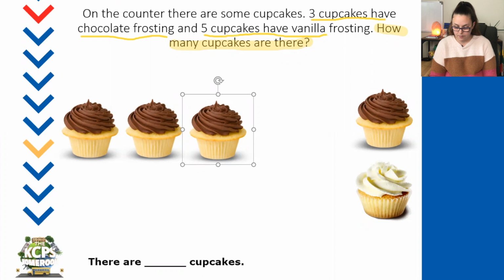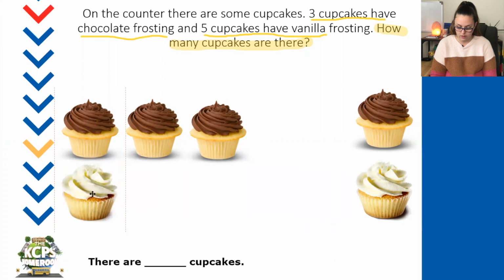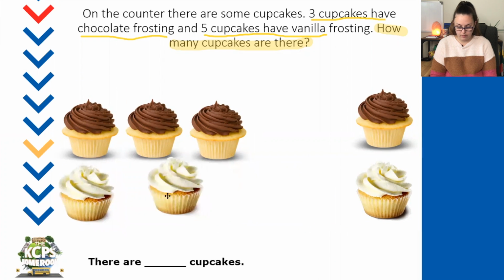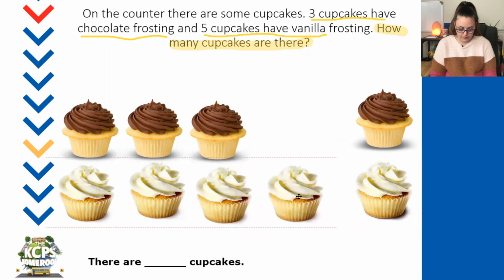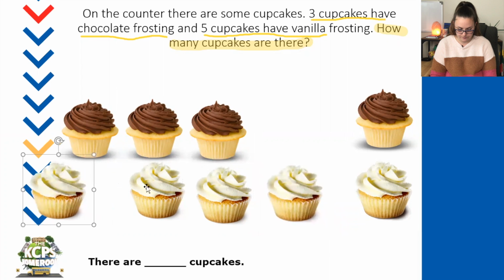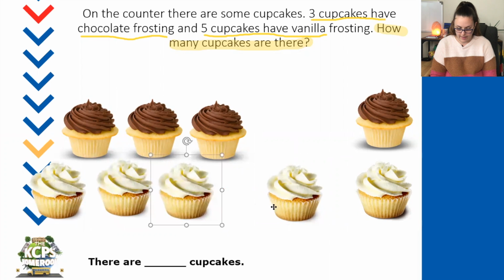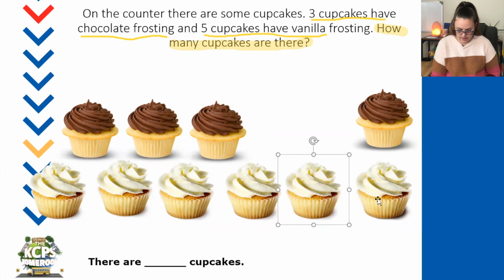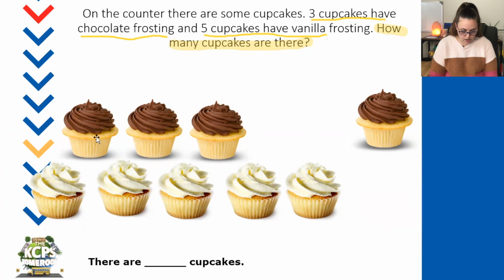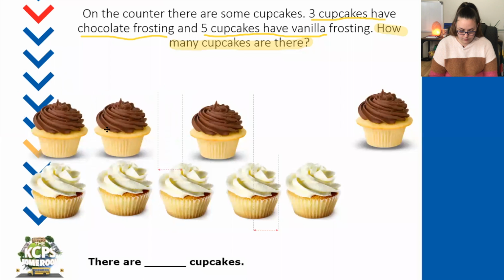The line continues with, there are 5 cupcakes that have vanilla frosting. So I'm going to get my cupcakes that have vanilla frosting, and I'm going to move those over as well. Ready? Count with me. 1 vanilla, 2 vanilla, 3 vanilla, 4 vanilla. We got to squeeze one more in here. 5 vanilla. And we're just going to take these and get them out of the way so that they don't confuse us.